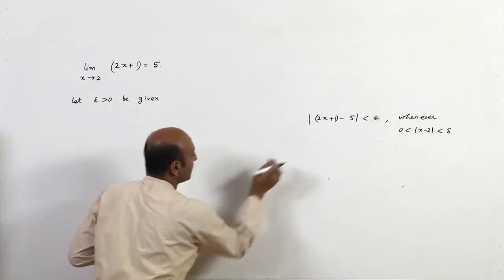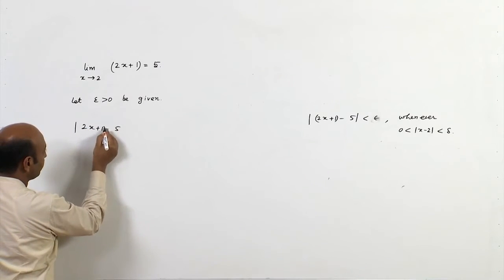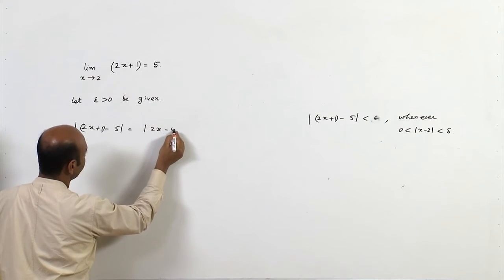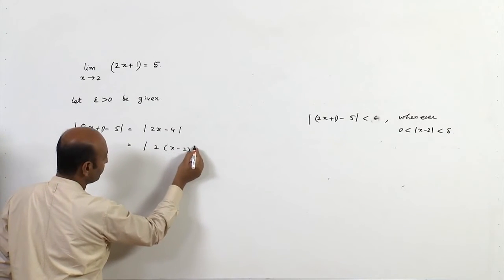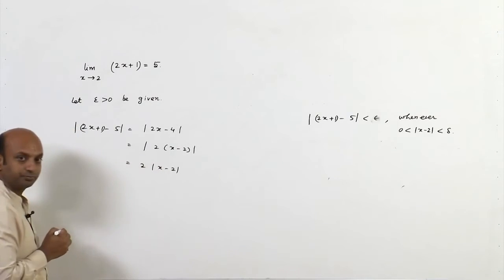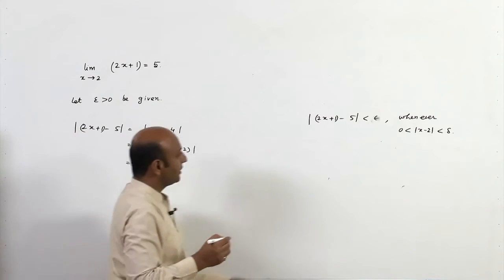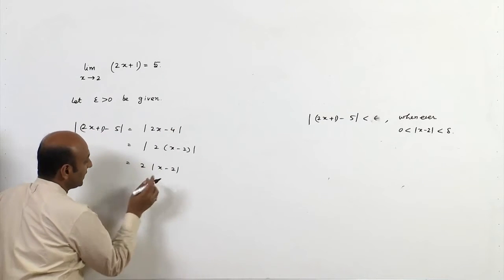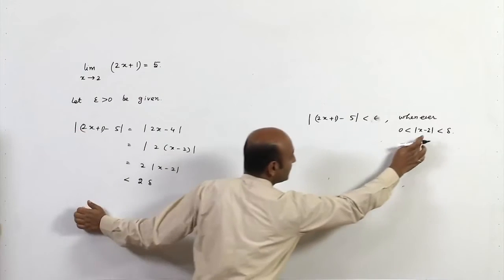Now, we start with this inequality. This is mod 2x plus 1 minus 5. This is equal to mod 2x minus 4. This is equal to mod 2x minus 2, which is equal to 2 mod x minus 2. And if mod x minus 2 is less than delta, then this quantity is less than 2 delta, because mod x minus 2 is less than delta.